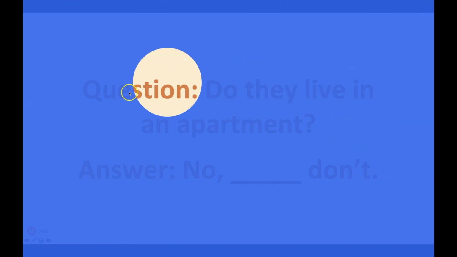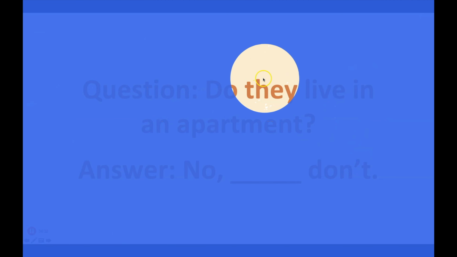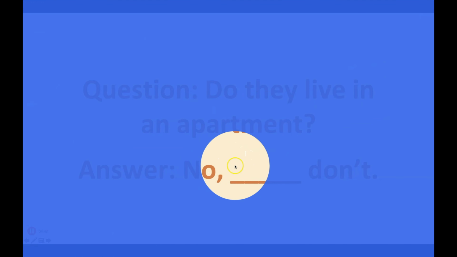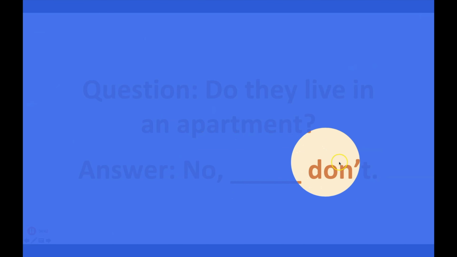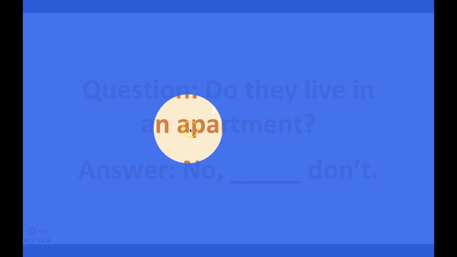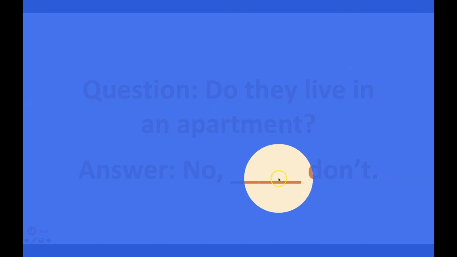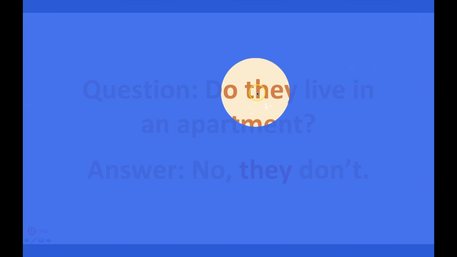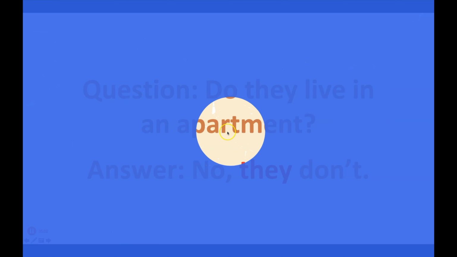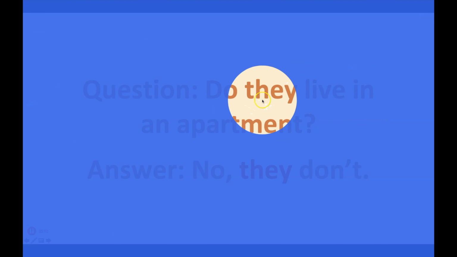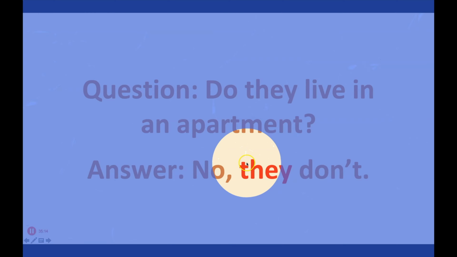Okay? The question is, do they live in an apartment? No, blank, don't. So no and don't, okay? And don't is do not. But what goes here? Do they live in an apartment? No, they don't. Correct. We have they here, they here. Good.